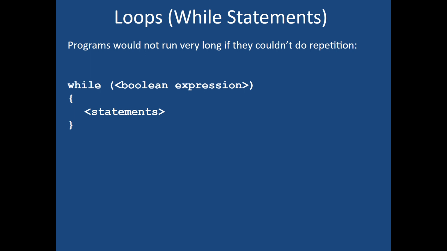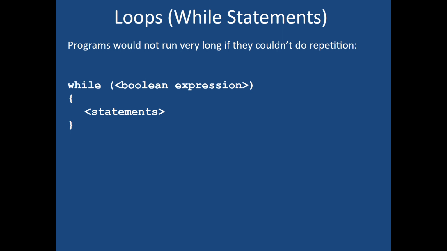The reason simple programs can do complex things is because it's possible to do repetition. That's one thing computers are good at, doing similar things over and over again. And that's what while loops are for. The syntax of a while loop is much simpler than the conditional. It's just while, and then a Boolean expression, and then some statements.